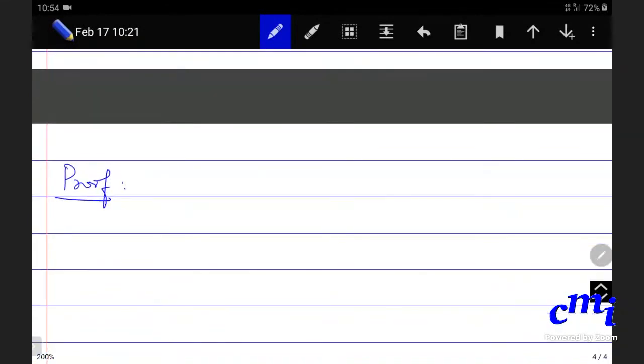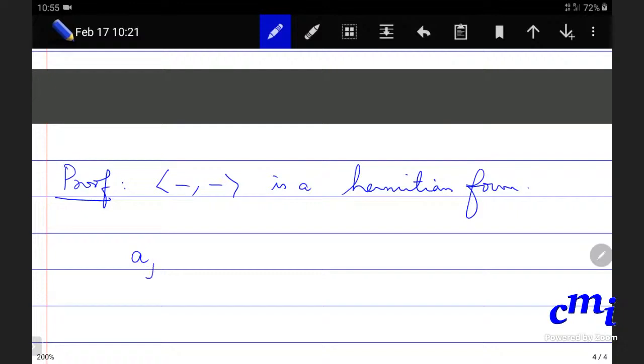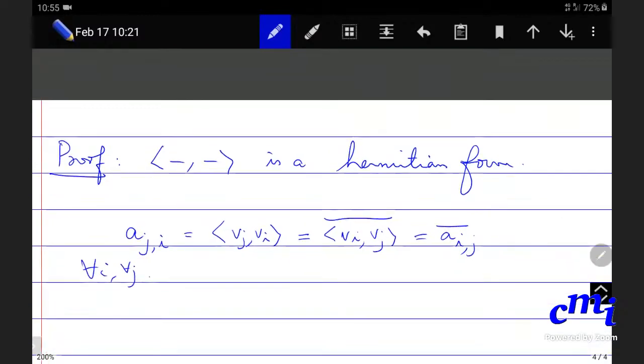So now we are assuming that this is a Hermitian form. Then Aji is Vj Vi. Because it's a Hermitian form, this is Vi Vj bar. This is Aij bar, for all i and j. So this proves one.